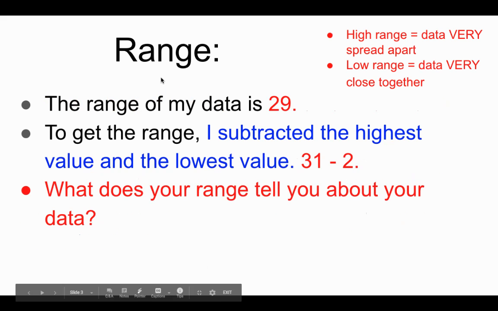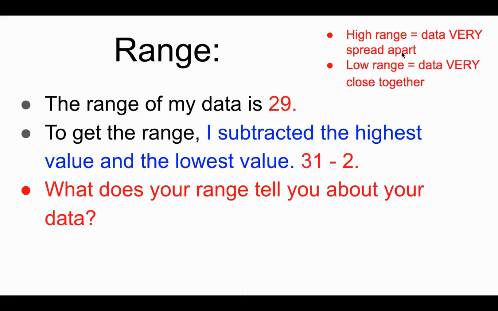The next one is about range. And I just wrote right here that a high range equals the data is very spread apart. A low range is it's close together. So my range was 29, which you'll edit to your range. To get the range, you subtract the highest value and the lowest value. This isn't going to be on your PowerPoint when I share it. So I want you to write the definition of range. And then I just kind of showed what did I subtract. And then what does the range tell you about your data? Meaning, is your data very far apart or is it close together? Well, 29, that means my data is pretty far apart.